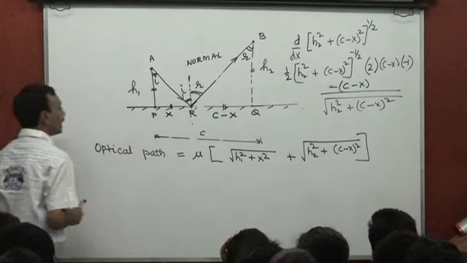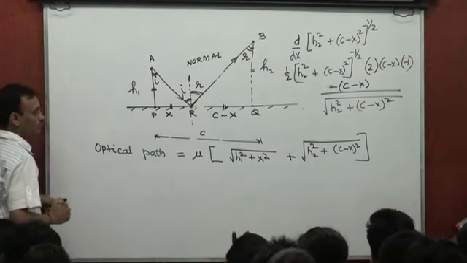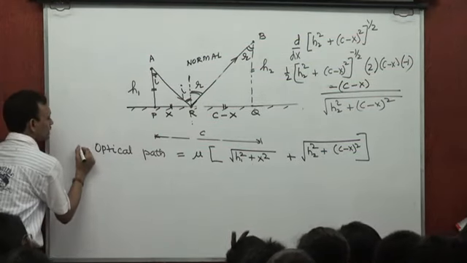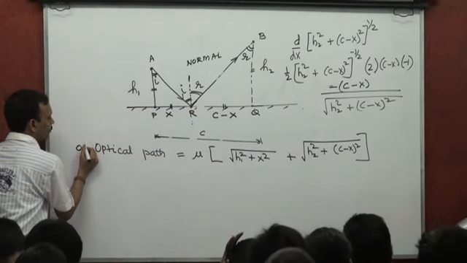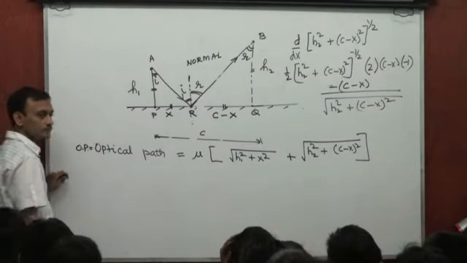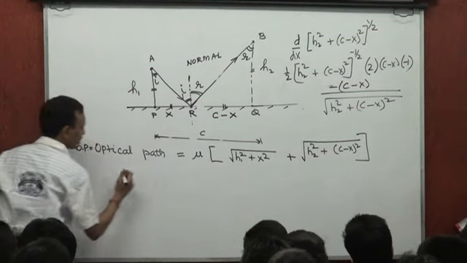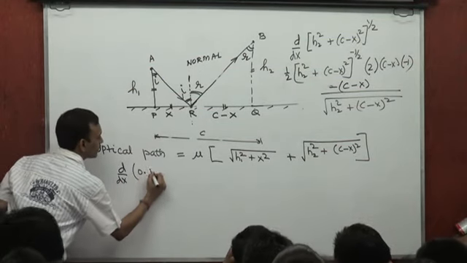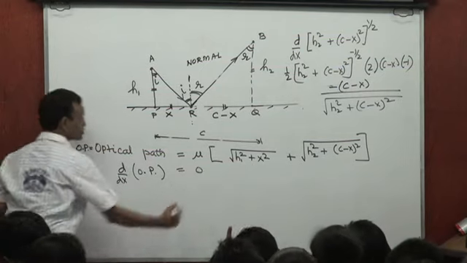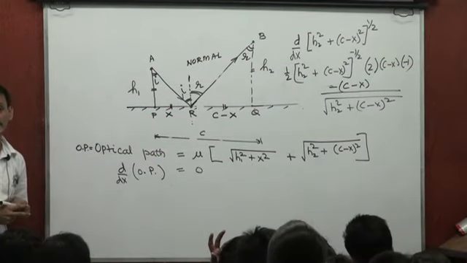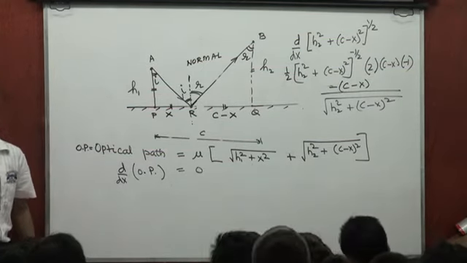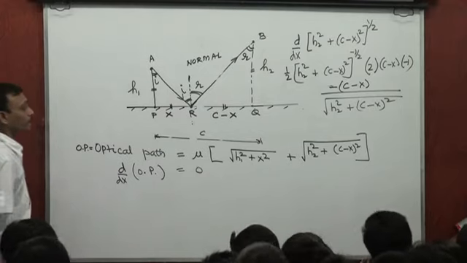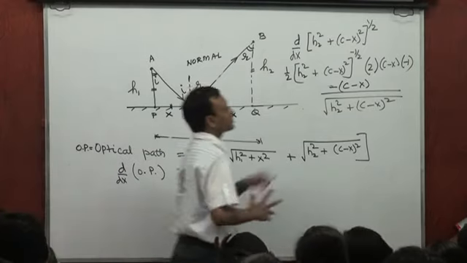That's how you differentiate these. Okay. Now, so this is optical path, OP. What should we have? ddx of the optical path must be 0. Such should be x. Right? Which would give me, can I wipe this off?